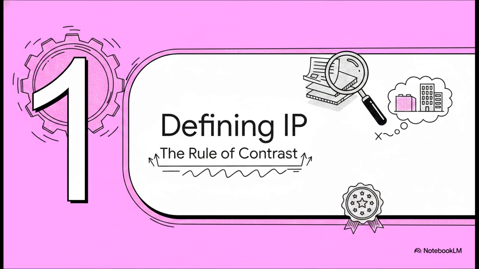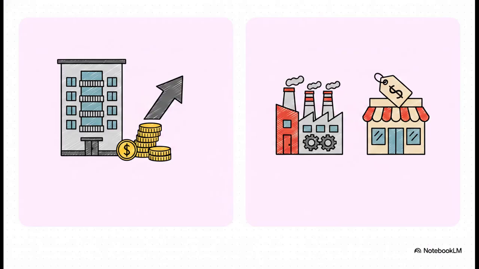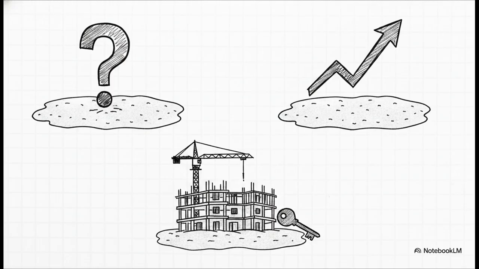Defining investment property and the rule of contrast. To truly wrap our heads around what an investment property actually is, we have to look at the rule of contrast. An investment property is exclusively land or a building held for rentals, capital appreciation, or both. And this is entirely distinct from properties you actively occupy for production or administration, or properties you're just planning to sell as inventory in your ordinary course of business. This really brilliantly illustrates the intent required.